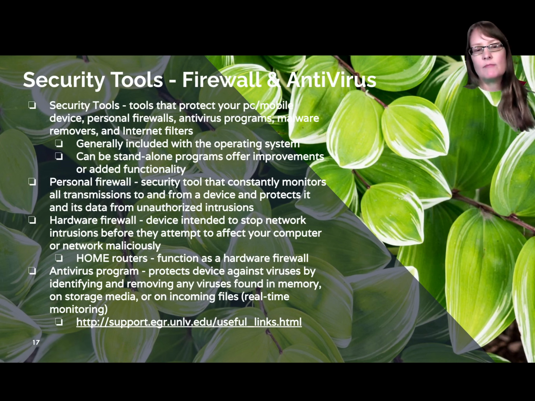So personal firewall, it's a security tool that constantly monitors all transmissions to and from a device, and it protects it and its data from unauthorized intrusions. A hardware firewall is different than a personal firewall. A hardware firewall is a specific hardware device that's intended to stop network intrusions before they attempt to affect your computer or network maliciously. So your home routers, this is where most people get confused, because your home routers actually function as a hardware firewall.